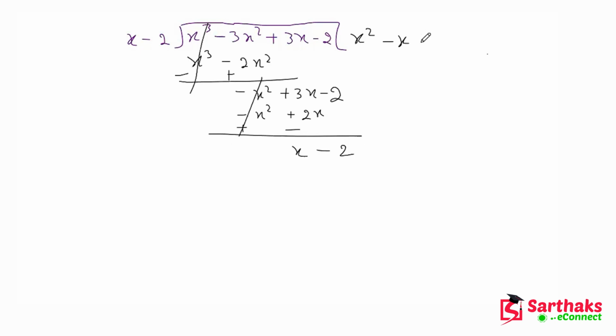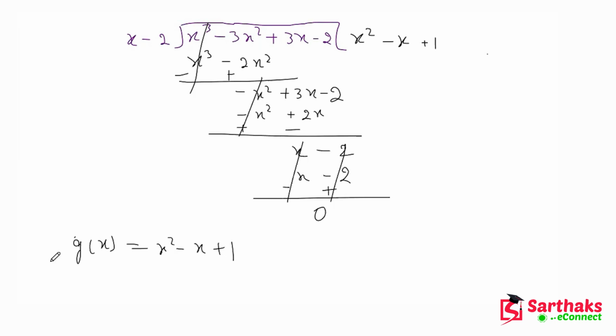And again this is plus 1, and so here is x minus 2. All of this cancels, and we have remainder 0. So now we have g of x is equal to x square minus x plus 1. So friends, this is our answer.